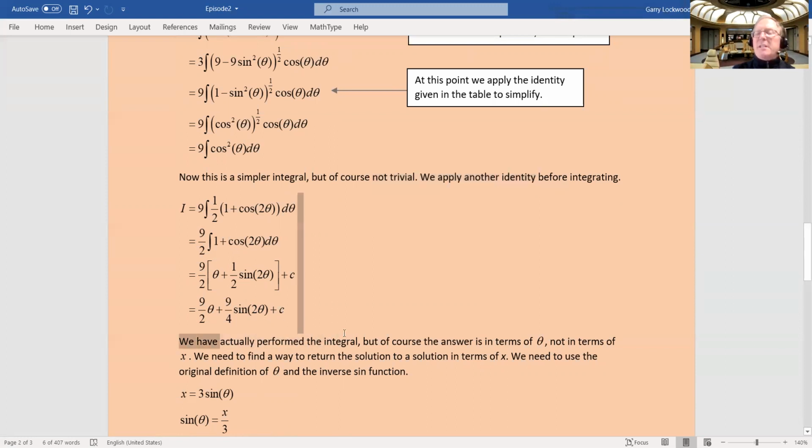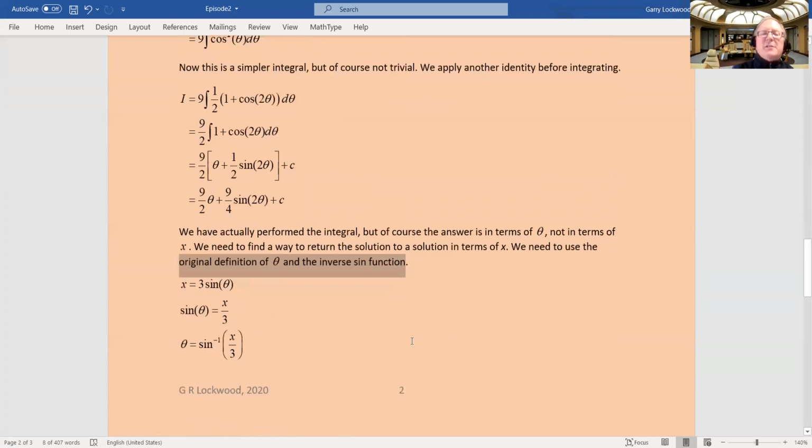And so now we've actually done the integral. Right, fantastic. But of course the answer is in terms of theta, not in terms of x. I've got to return to a solution in terms of x. Otherwise, I don't know what the answer is. The question was in terms of x, so the answer needs to be in terms of x as well. And so we're going to use the original definition of theta and the inverse sine function.